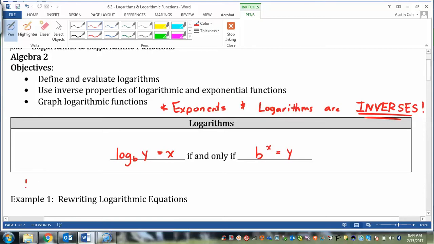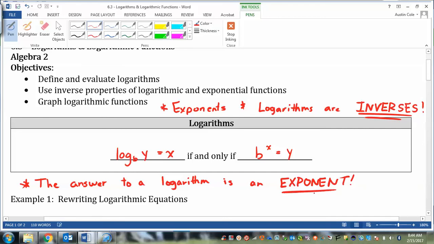So I want you to put that right below this. I want you to put in a star: the answer to a logarithm is an exponent. Did I spell exponent right? Is there 2 N's or 1 N? Exponent? That's right? Okay, so the answer to this log is an exponent. So you can definitely see the connection between these two forms.